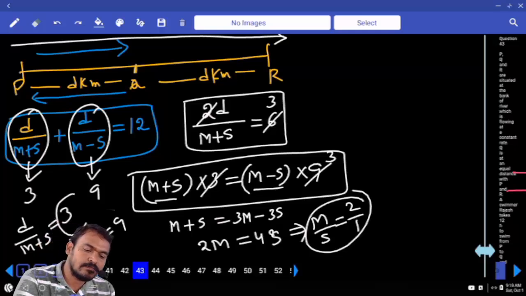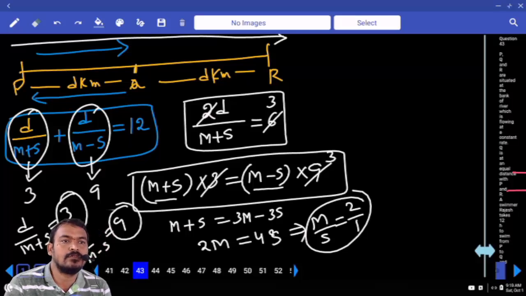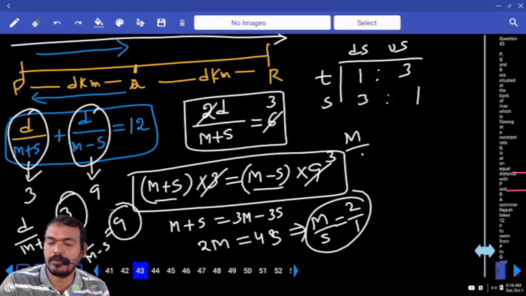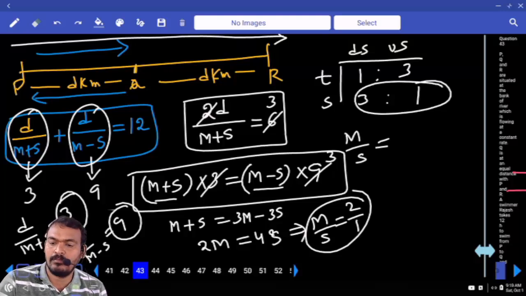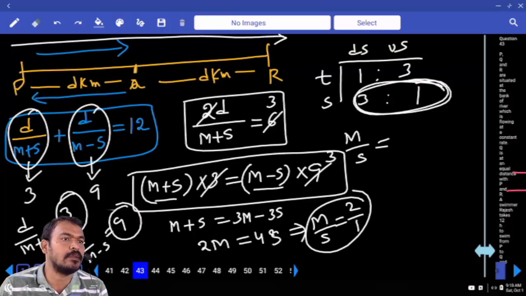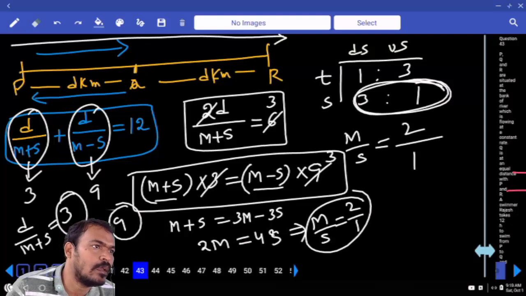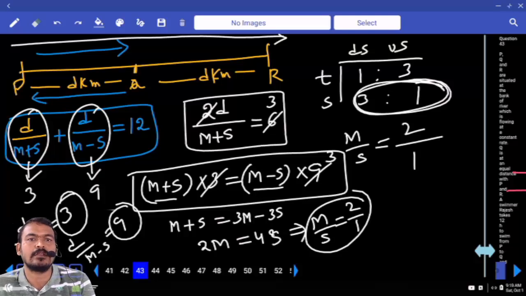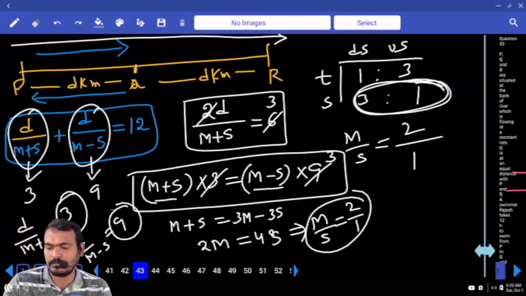What is the time ratio? 1:3. Time ratio 1:3. Then speeds ratio 3:1. Downstream speed 3 parts, upstream speed 1 part. Then speed of the boat and speed of the stream, both are adding by 2, both are subtracting by 2. 3 plus 1, 4 by 2 means 2 parts. 3 minus 1, 2, 2 by 2 means 1 part. Okay. When distance is constant, speed and time are inversely proportional.